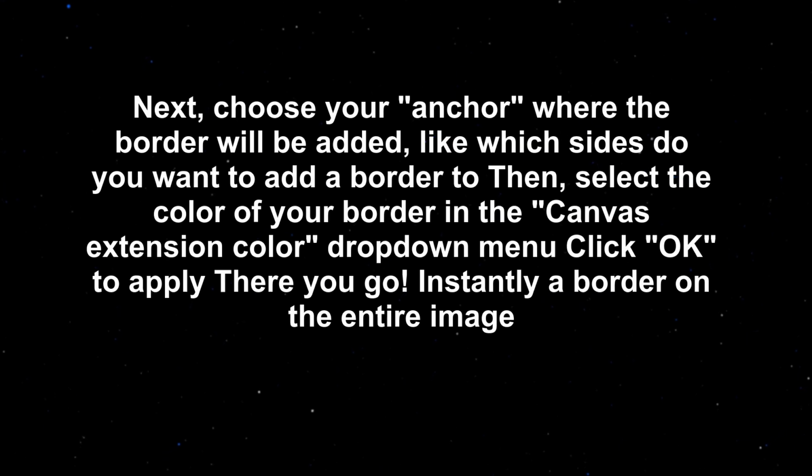Next, choose your anchor, where the border will be added. Like, which sides do you want to add a border to? Then select the color of your border in the Canvas Extension Color drop-down menu. Click OK to apply. There you go, instantly a border on the entire image.